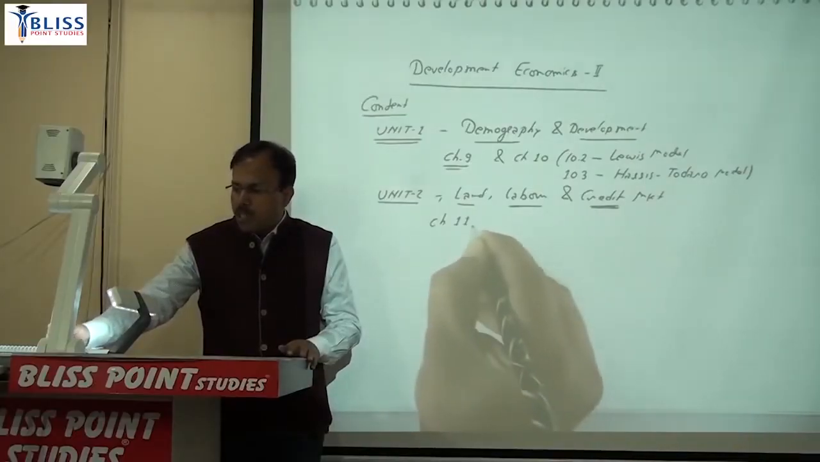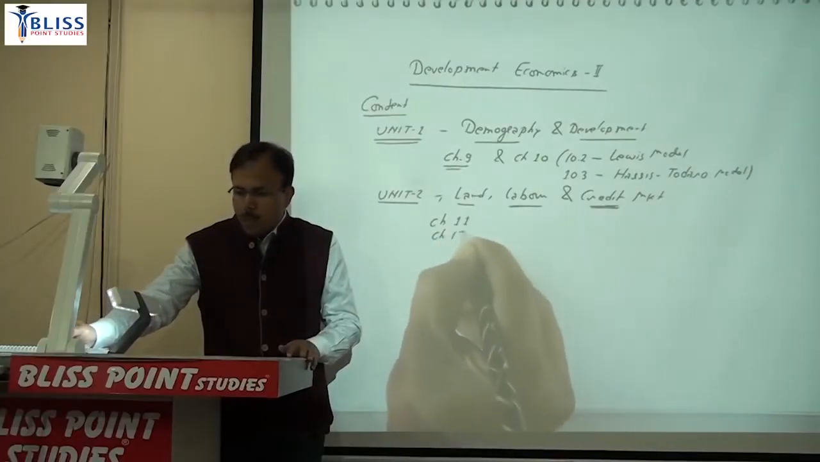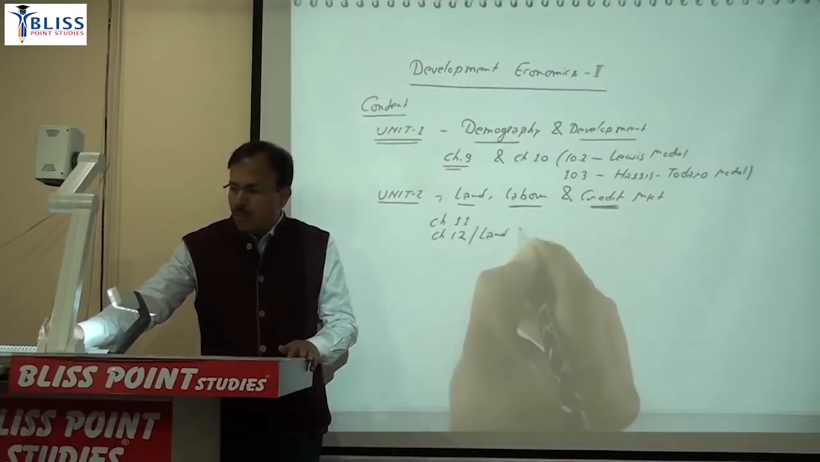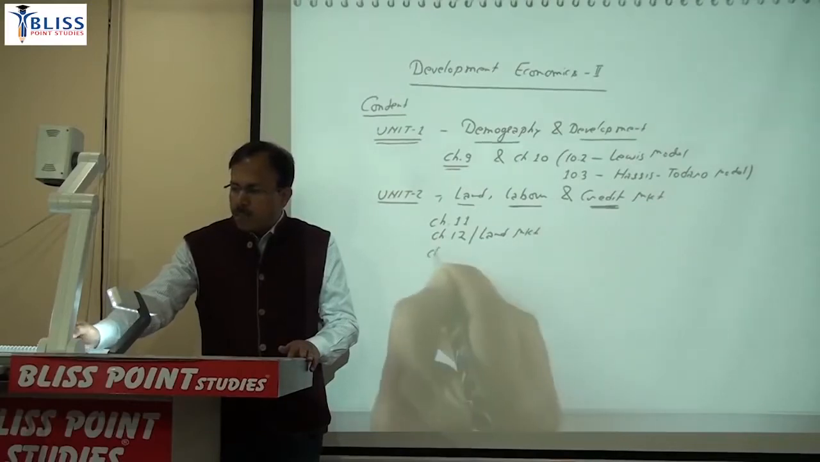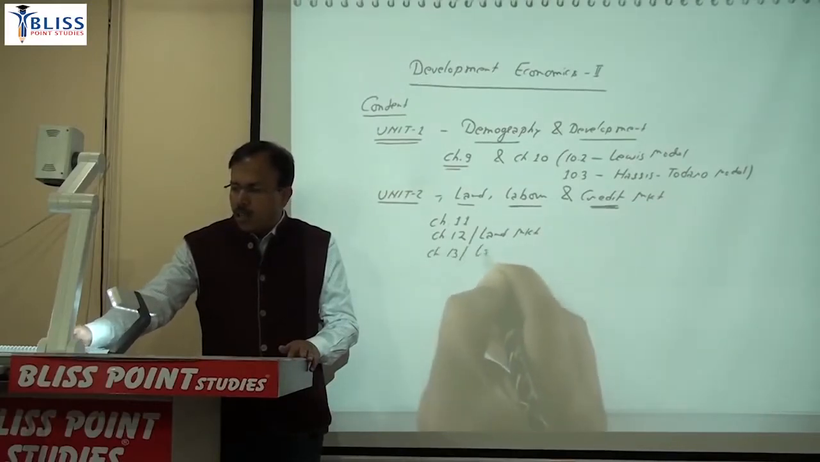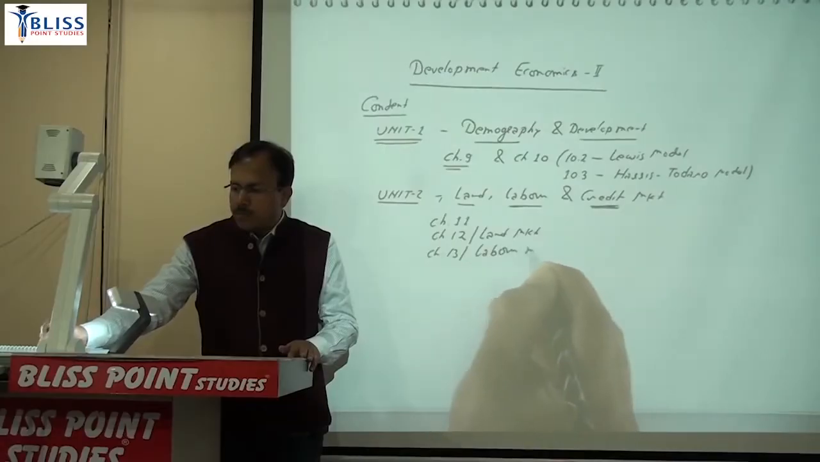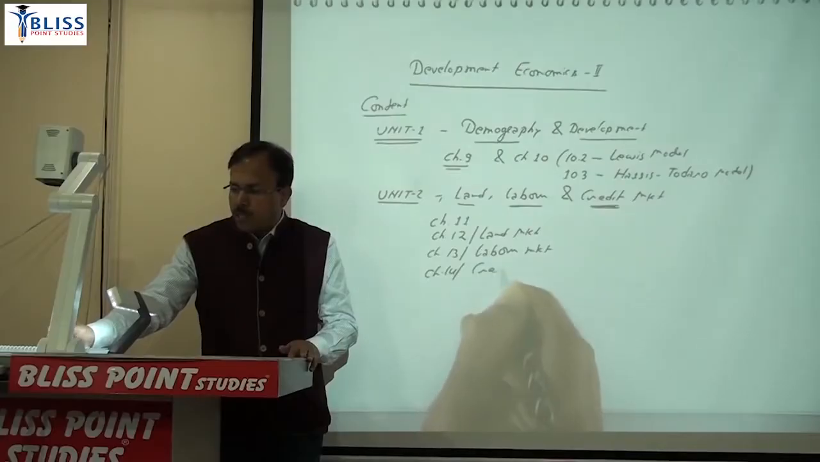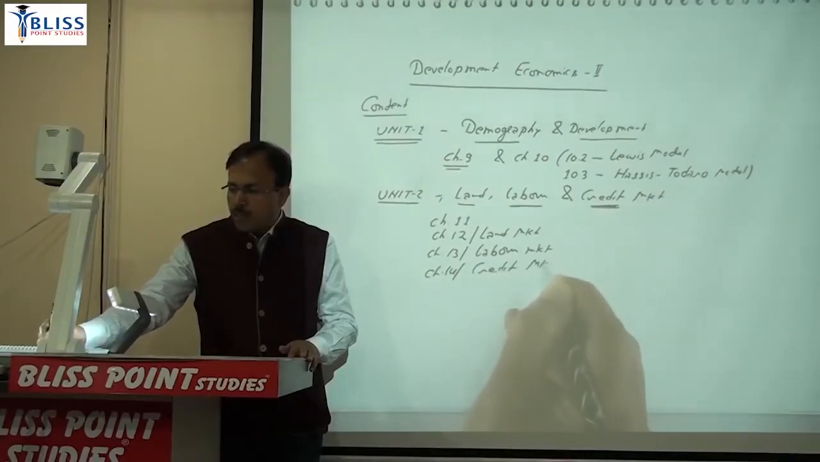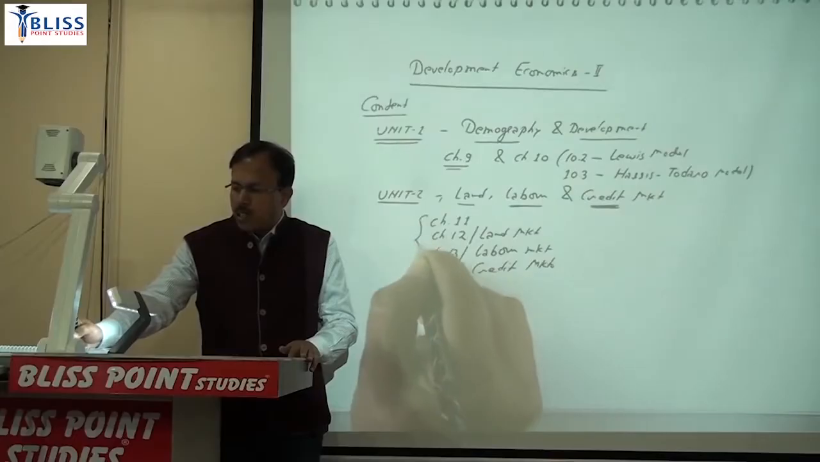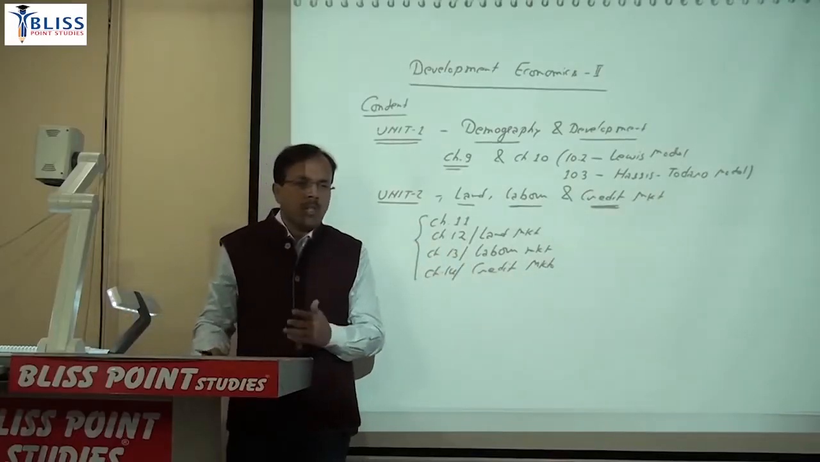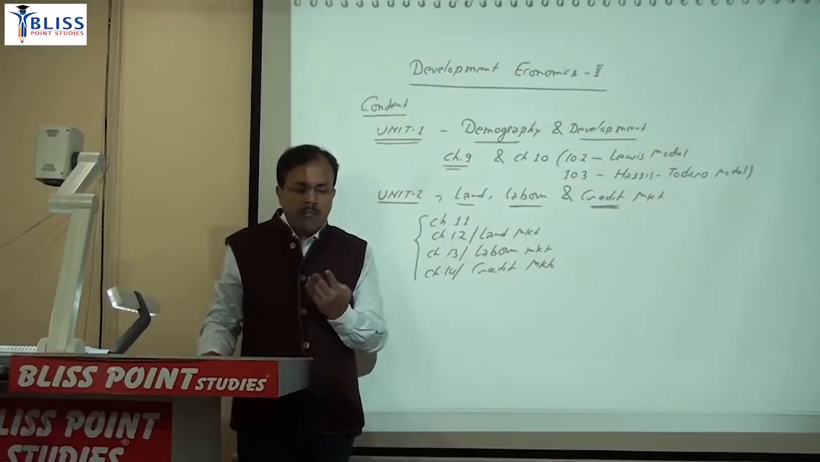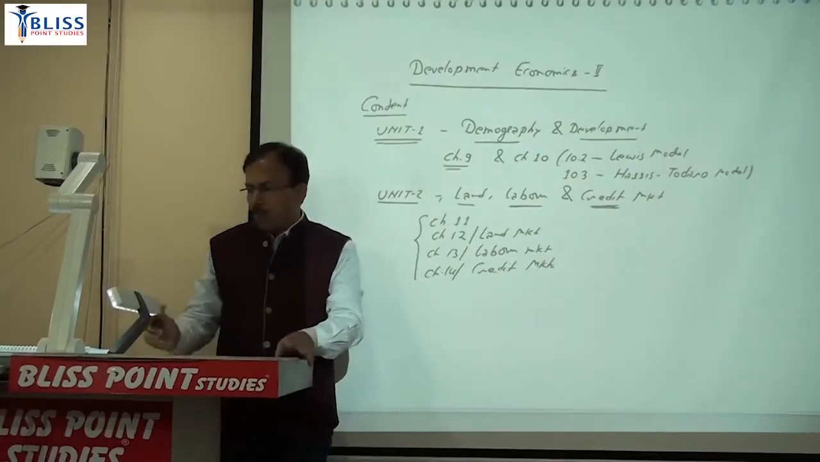So chapter number 11 is just overview. Chapter number 12 will be on land market. Chapter number 13 on labor market. And chapter number 14 on credit market. Again from this unit you will get 2 questions at least, although it is not written in syllabus, but generally we find 2 questions each from all the units. So there are 4 units and there will be 8 questions.